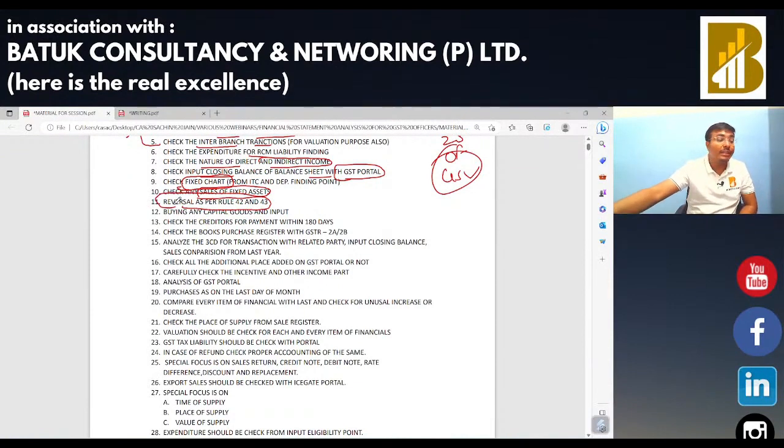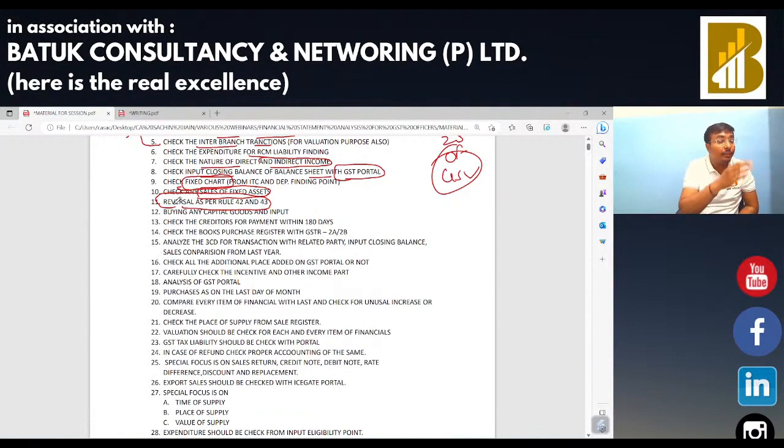When we started the session, we had discussed that first I am going to check the nature of that particular entity, and what type of business the entity is involved in. Suppose the entity is involved in exempted as well as taxable supply. In that case, we need to check whether the reversal as per rule number 42 and 43 of the CGST Rules is done or not.